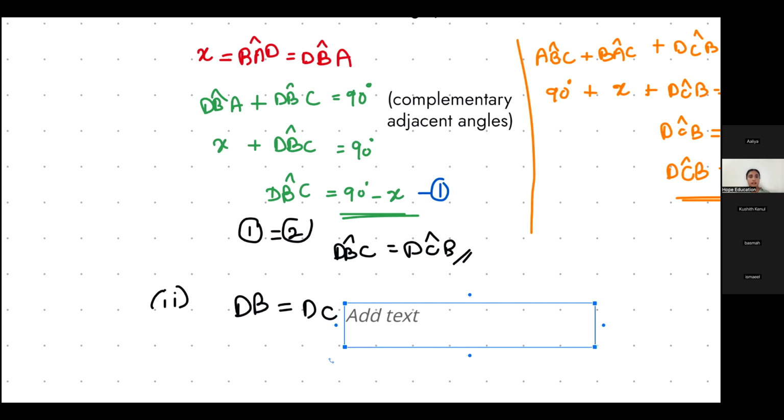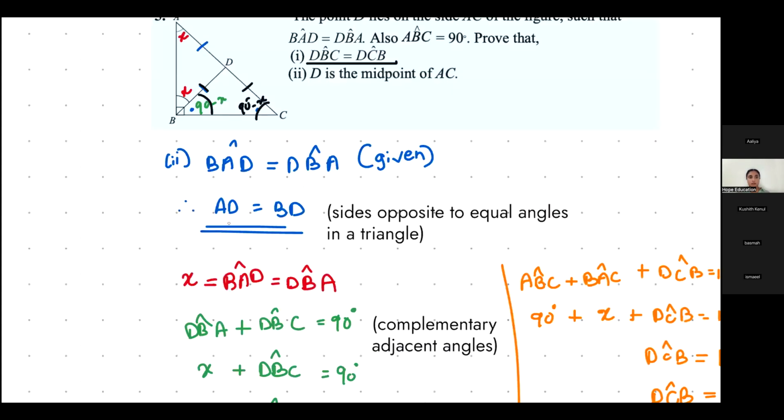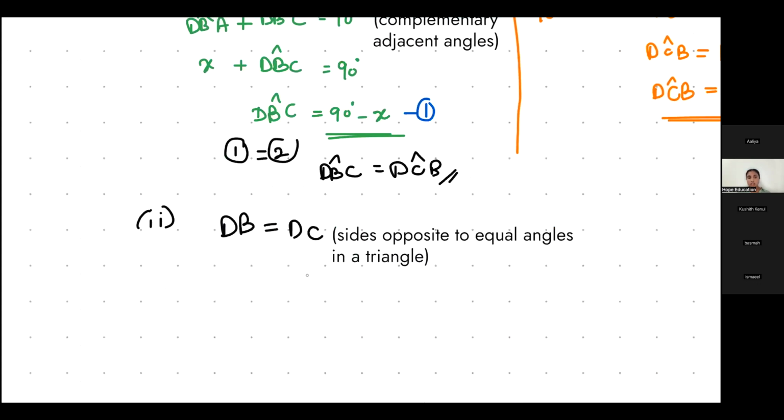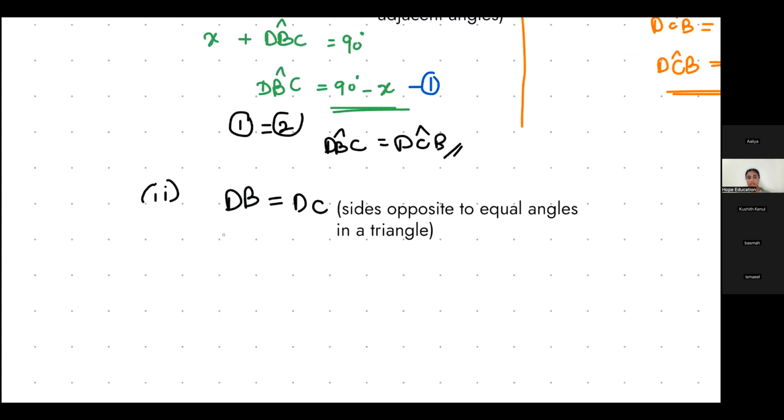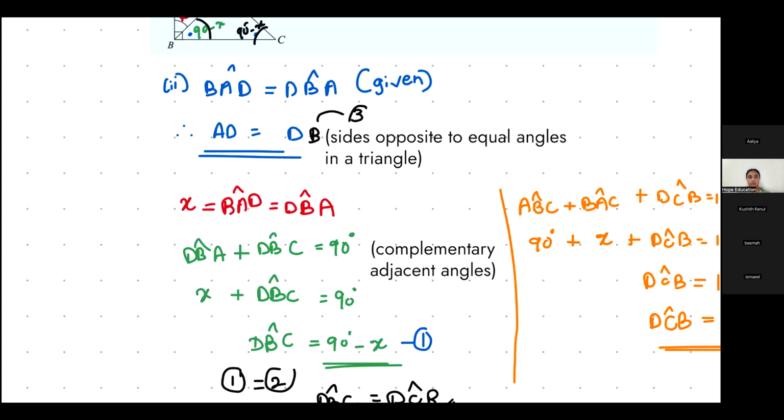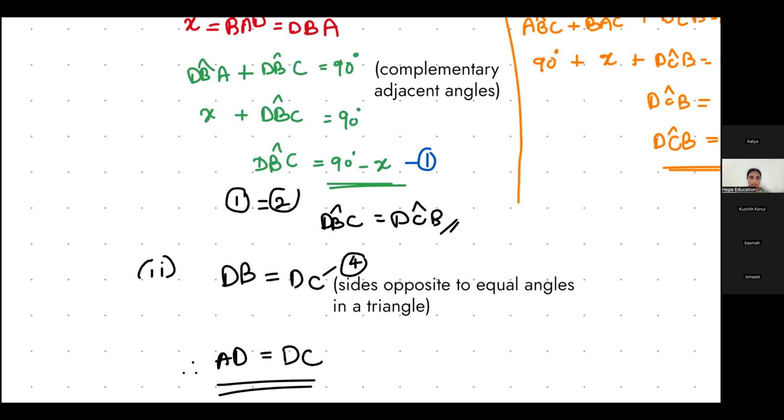Now, initially we said AD equals DB, right? Now we say DB equals DC. So if AD equals DB and DB equals DC, that means AD is equal to DC, right? Therefore, we can label this as equation number 3, and this is equation number 4. Therefore, equation number 3 is equal to 4.